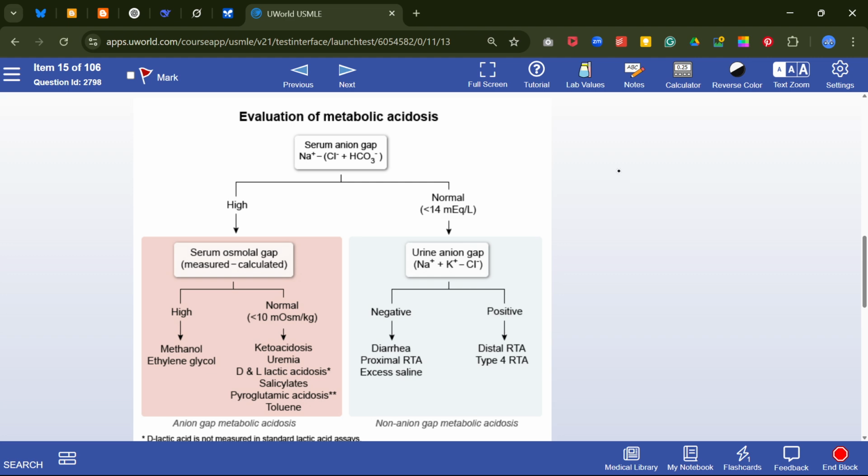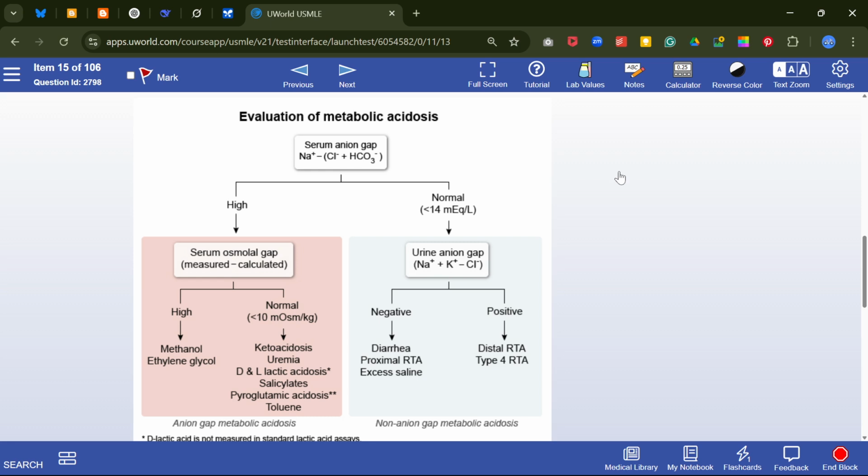How can we differentiate? Distal RTA has hypokalemia and type 4 RTA has hyperkalemia. And in urine anion gap, if it is negative, it may be due to diarrhea, proximal RTA and excess saline.